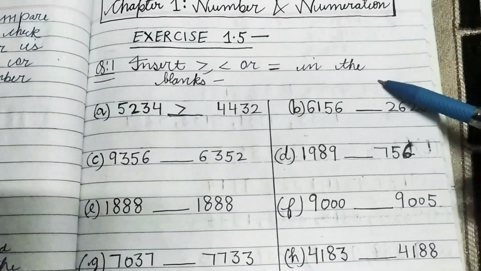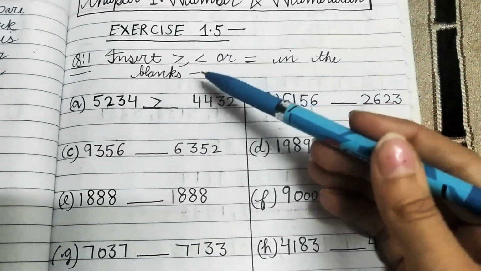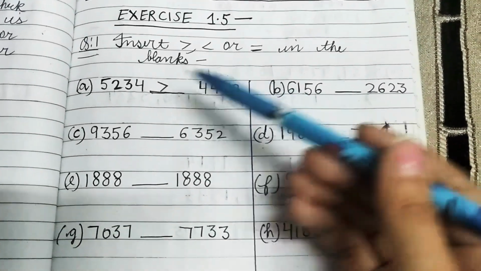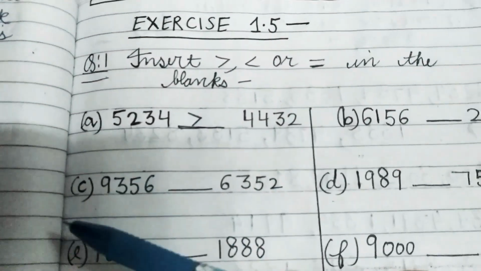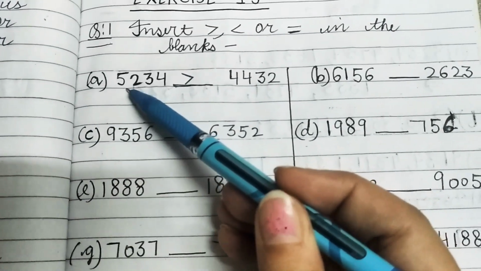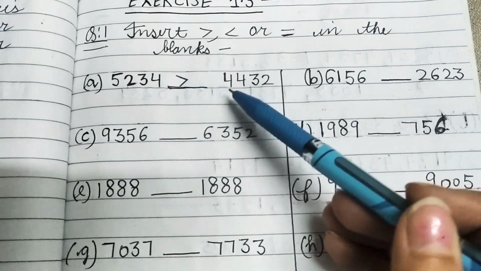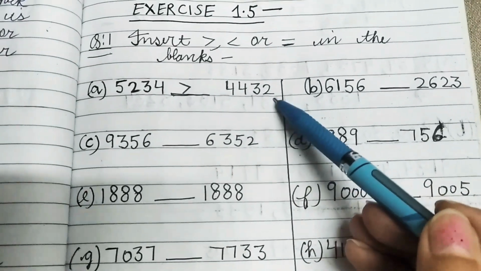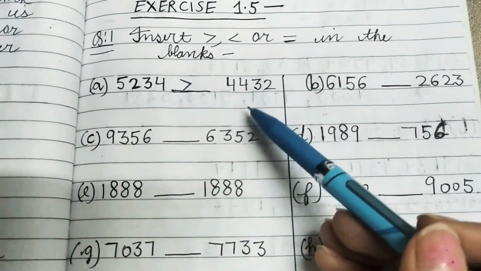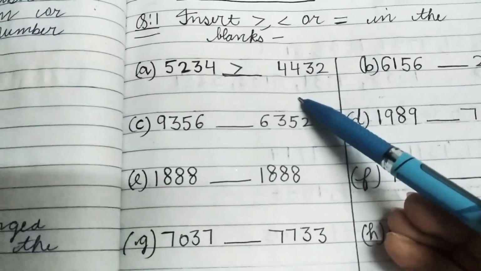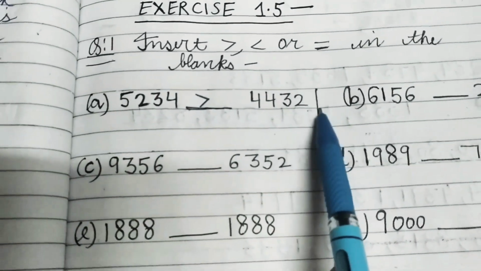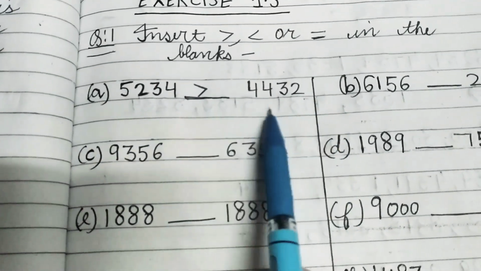Question number 1 is insert signs greater than, less than or equal to in the blanks. Now again I have taken two numbers in the first part, 5234 and 4432. The first rule is that you have to check the number of digits in each number. This is a 4-digit number. This is also a 4-digit number. That means the number of digits are the same.